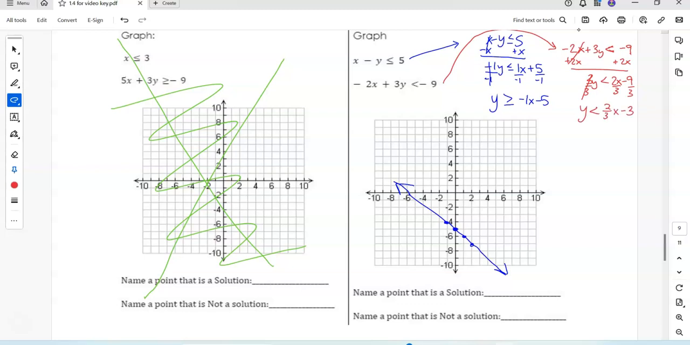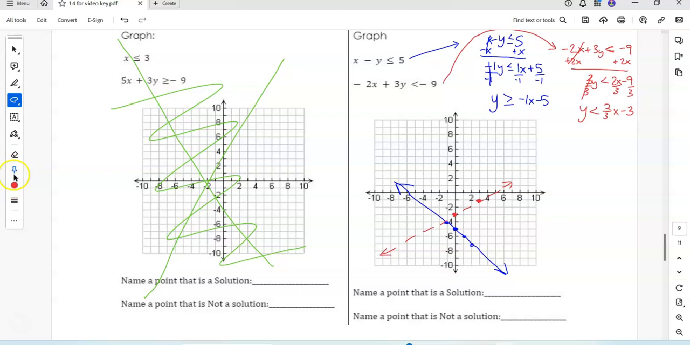This is my inequality, so I'm going to graph that. Negative 3 is my y-intercept. Let's see. Slope is 2/3, so I'm going to rise 2 and run 3. I'm going to use a dotted line here.